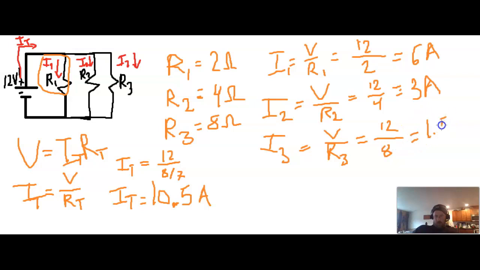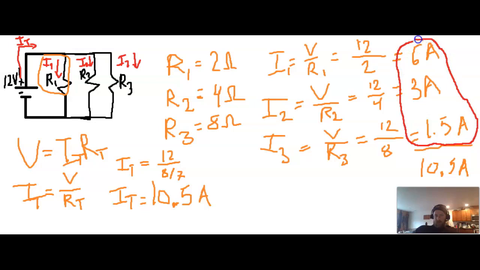And if we add those three things together, we see that 6 plus 3 plus 1.5 gives us a grand total of 10.5 amps. So we now know the total current is 10.5 amps, and we also know here, I'm going to circle this with red, the amount of current going through each of these branches.